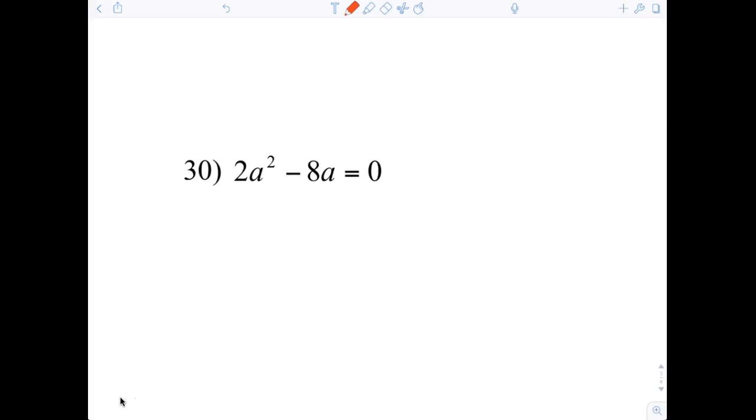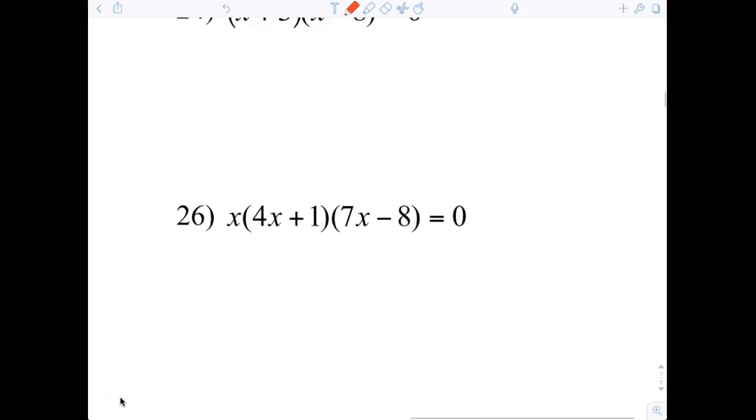Uh-oh. Everybody look at 30 real quick. Somebody tell me about 30. 2A. Yes, GCF. So if you want to put a little note to yourself on the side, GCF. So he said the greatest common factor is 2A, open parentheses. What would it be? A minus 4. Beautiful. That's it. All right. And then you can solve it from there.